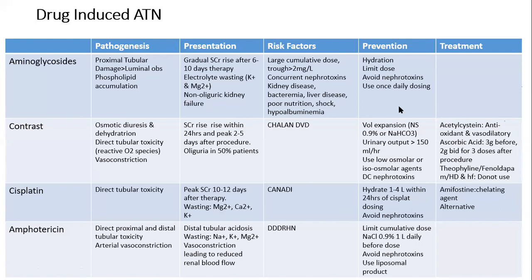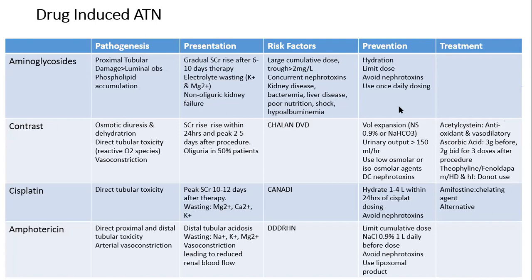acute tubular necrosis, aminoglycosides. We all know these are the bad drugs for the kidney. They cause phospholipid accumulation, they cause luminal obstruction. And there is a gradual increase in serum creatinine over 6 to 10 days. So regular monitoring of serum creatinine is very important. And whenever there's a large dose, concurrent nephrotoxins, liver disease along with that, and poor nutrition or hypoalbuminemia, the chances of aminoglycoside-associated nephrotoxicity are higher.